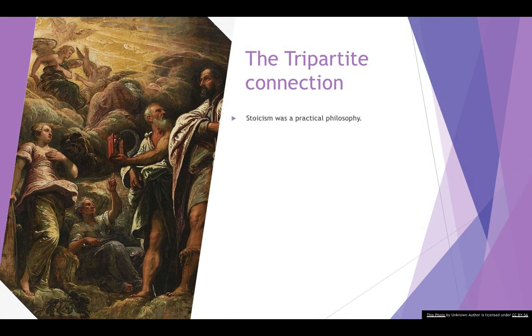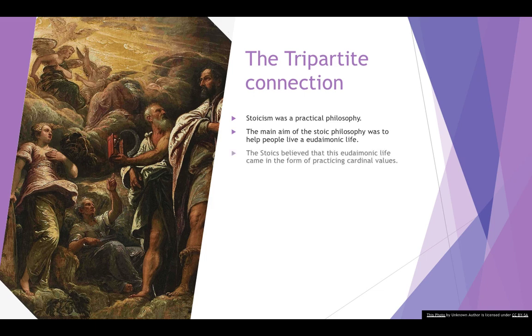When it comes to the tripartite connection, Stoicism is and was fundamentally a practical philosophy. The main aim of Stoic philosophy was to help people live a eudaimonic life, a life that's worth living, a good life. The Stoics believed that this eudaimonic life came in the form of practicing so-called cardinal values. And the ethics of Stoicism is then supported by the study of the other two fields, logic and physics.